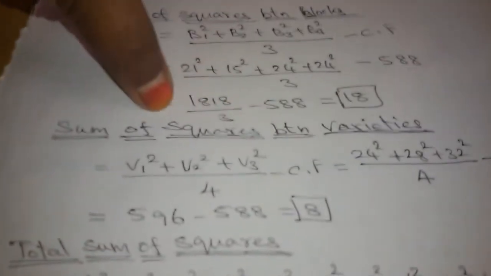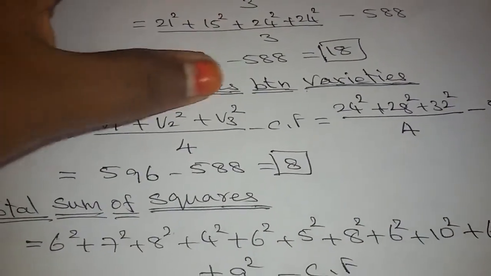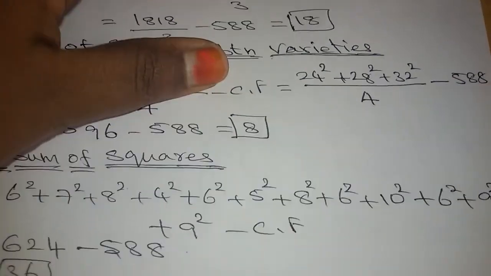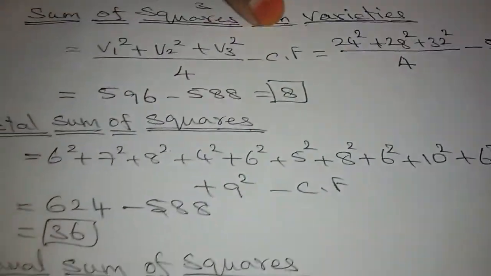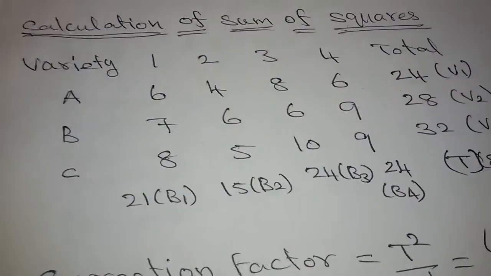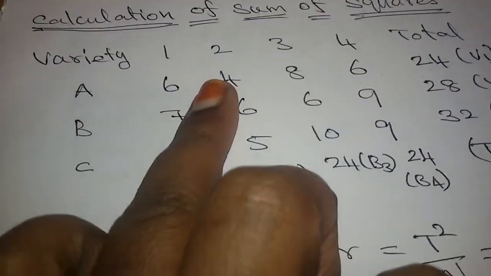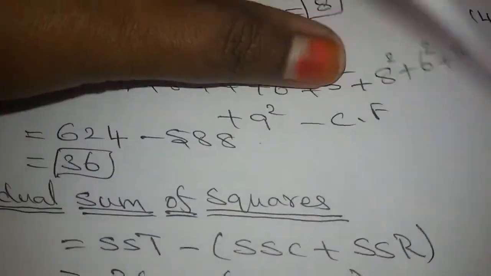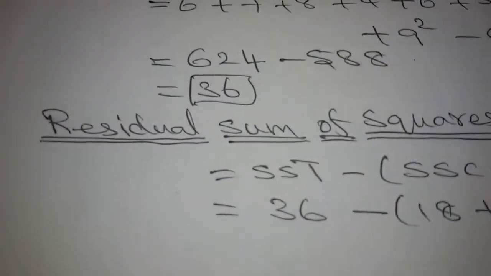So you have the value 8. Then total sum of squares. Each data you have to square and find the sum: 6 squared plus 4 squared plus 8 squared plus 6 squared plus 7 squared, 6 squared plus 6 squared plus 9 squared and so on, minus correction factor. So you have the value 36.